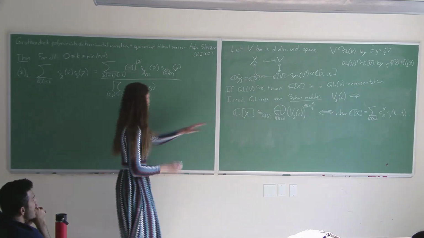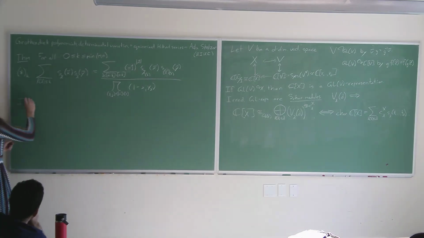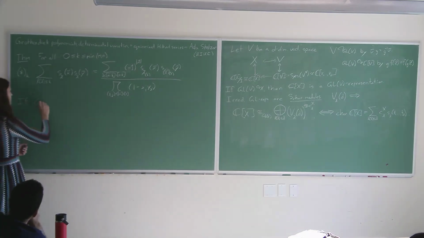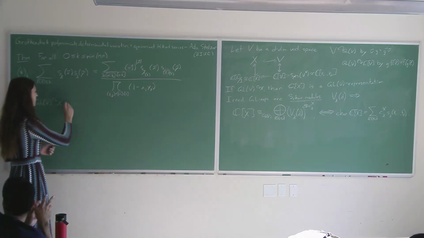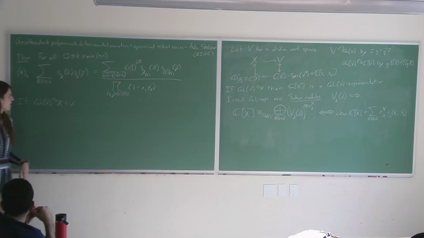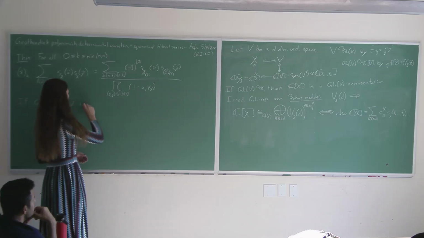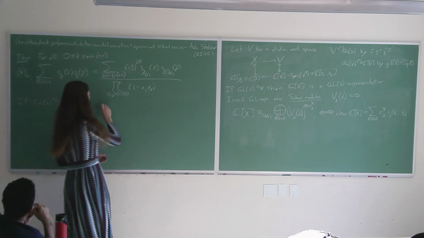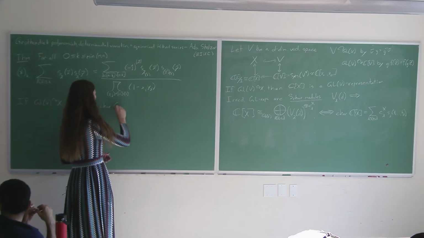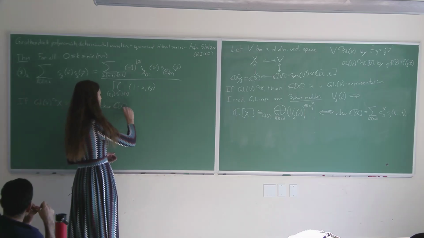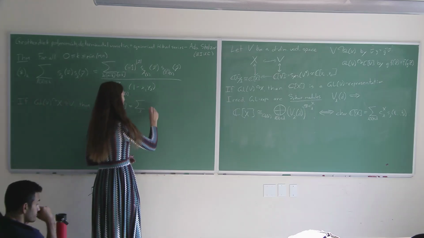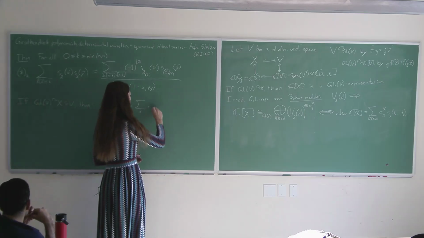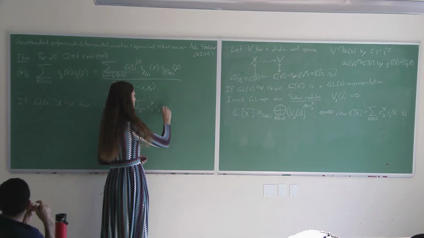So let me write this over here. Our takeaway from all this is that if GL(V) acts on some variety X contained in the affine space V, then we know that the character of C adjoin X is going to be equal to some sum over lambda of C_lambda(X) times the Schur polynomial.